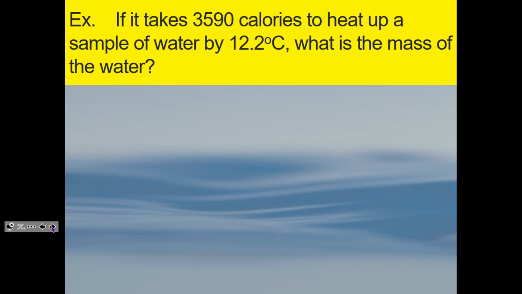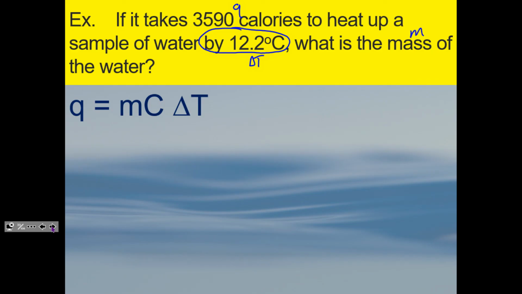And the last example, we're going to be solving for the mass, since that's the only variable we have not solved for. If it takes 3,590 calories to heat up a sample of water by 12.2 degrees, what is the mass of the water? I'm going to need the specific heat of water in order to solve this. I have my letter Q. I have a delta T. It says the water changes by 12.2 degrees Celsius. What is the mass of the water?